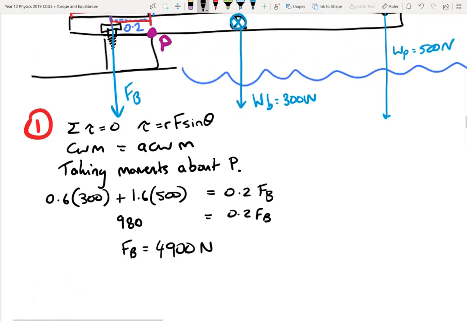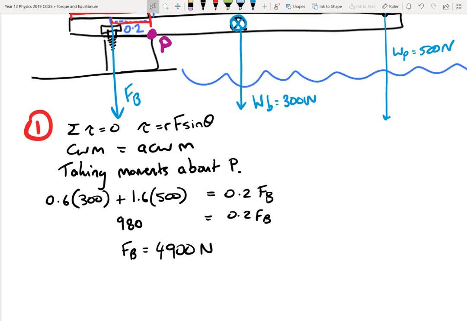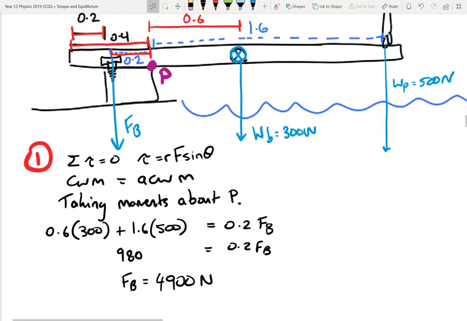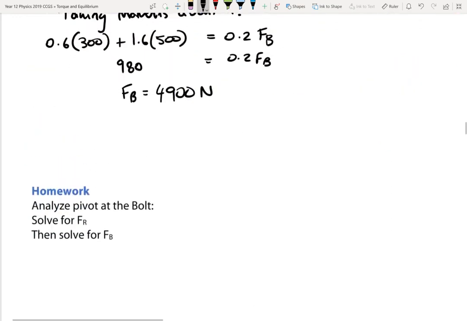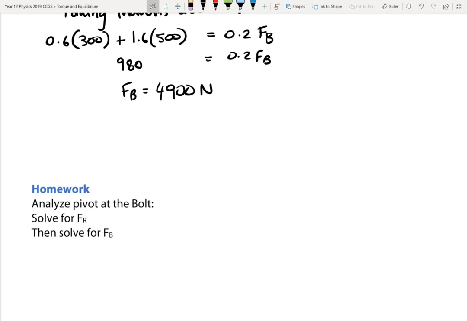And from our diagram, if it's on the left side, to produce a counterclockwise torque, it has to be acting downwards. All right, so you can look at the diagram and go, yes, it has to act down. If it acted up, then our board's going to be spinning around like some kind of glitching game.